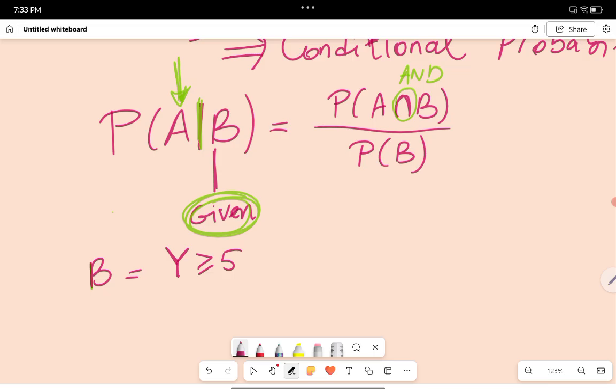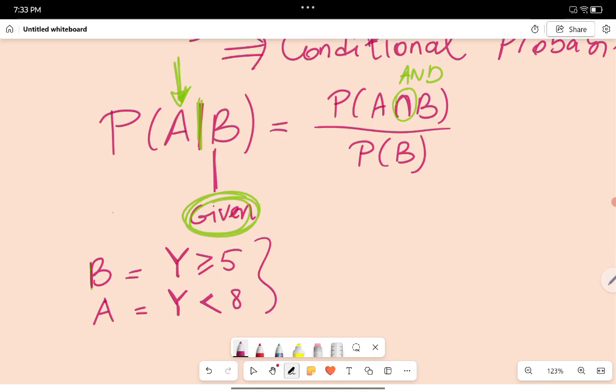And find the probability that Ariane scores less than 8. So A is that Y, the number of points scored, must be less than 8. Okay, so how are we going to do that?